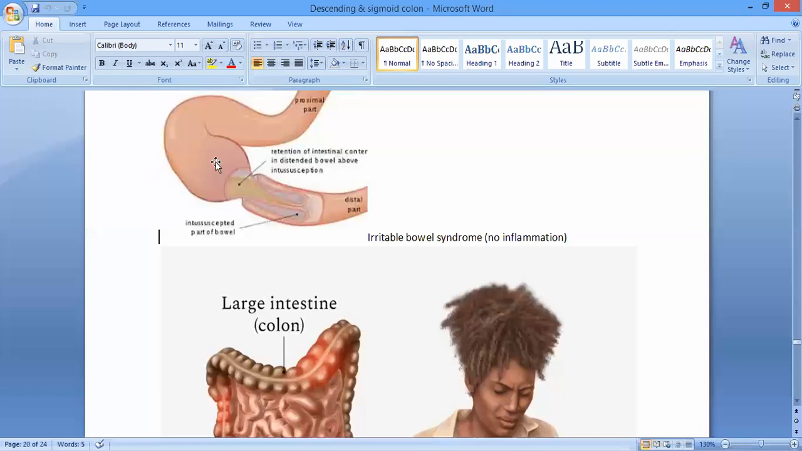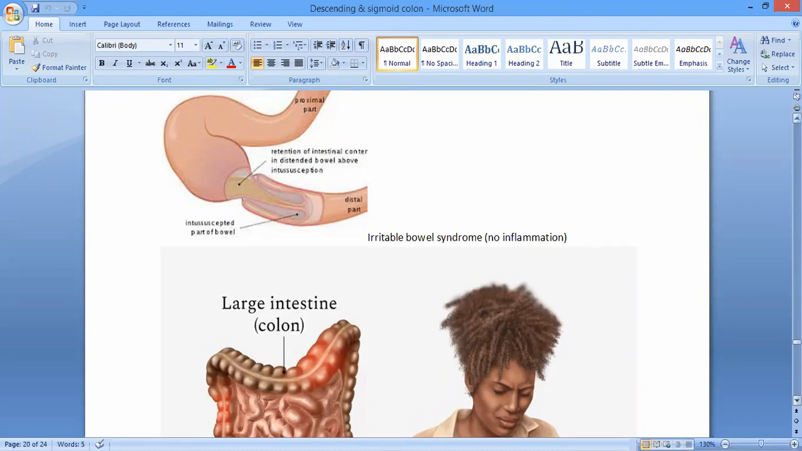Here you can see this one. This is the proximal intestine, and it is just going to fold inside the distal part. You can see, when it enters over here, there will be obstruction, okay? After obstruction, the blood supply will be compromised, and that will lead to a surgical emergency. Okay. These are some surgical conditions.